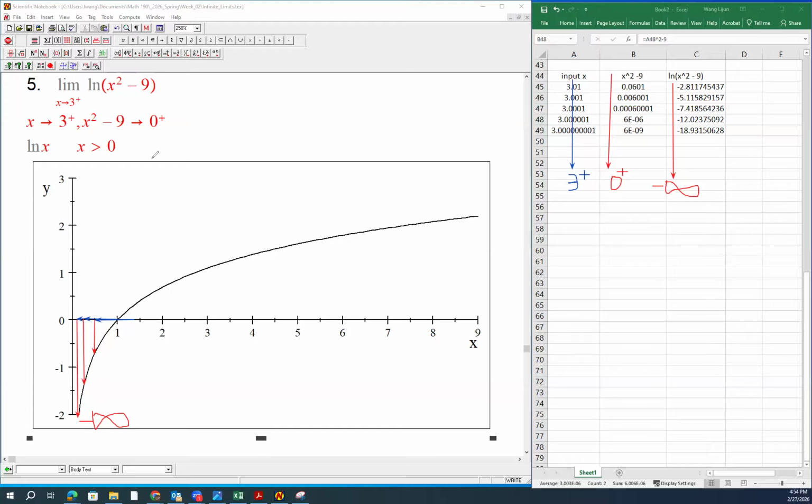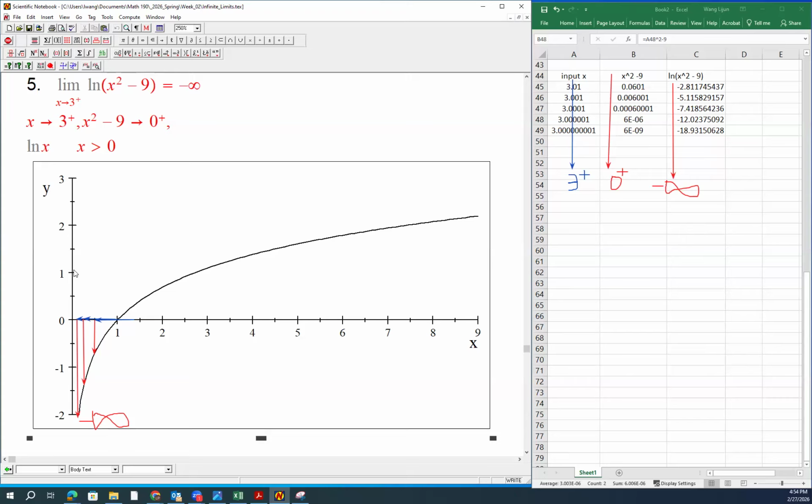So as a result, to describe all of these processes: as x approaches 3 from larger than 3, the infinite limit will be negative infinity. So these are the processes that are going on.